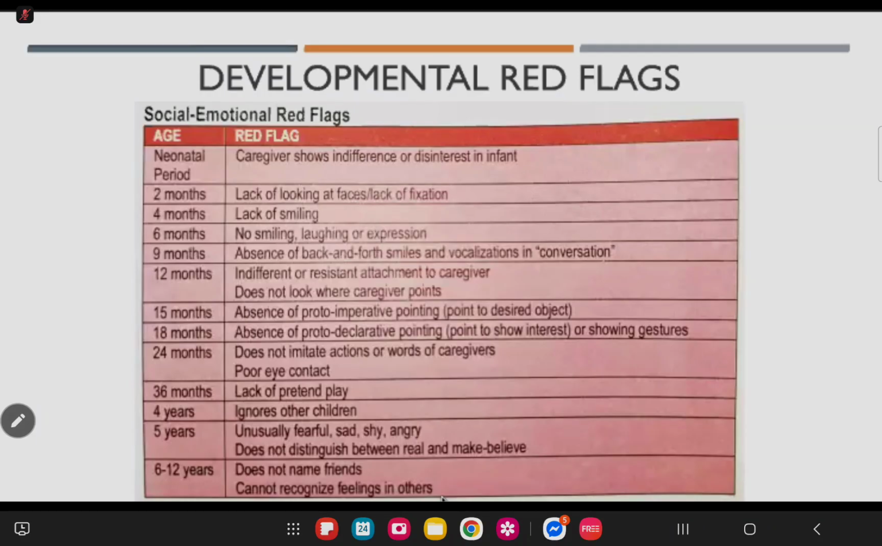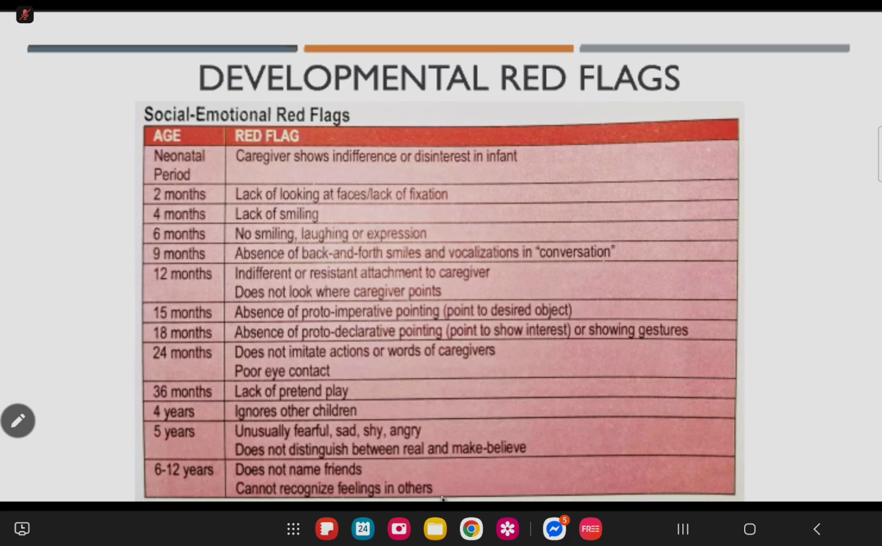At 2 months, lack of looking at faces or lack of fixation. At 4 months, lack of smiling. Remember, at 2 months old, you already have your social smile. It's expected by 4 months. If you don't have this smiling, it's a red flag.